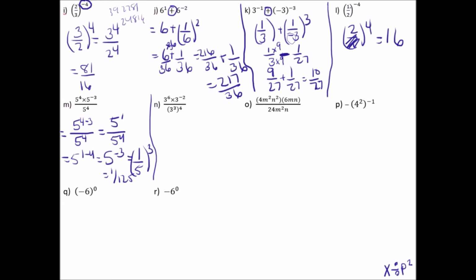Okay, let's change colors. All right, 3 to the 6 times 3 to the negative 2, over 3 to the 12. So this is going to be 3 to the 6 plus negative 2, and that's going to be over 3 to the 12. So we get 3 to the 4 over 3 to the 12. Let's subtract those. We get 3 to the, what's 4 minus 12? Negative 8, sorry. So it's going to be 1 over 3 to the 8. And again, that you can put in your calculator.